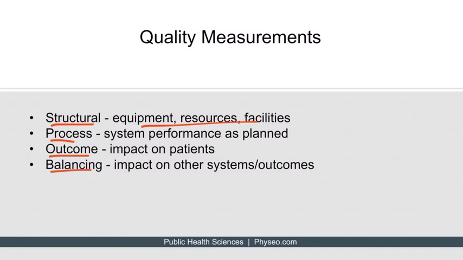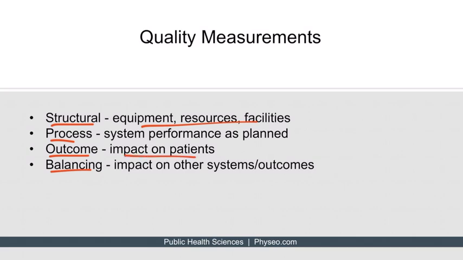Process is a little more complicated, but essentially is a measure that the process is working. In our example, measuring the number of patients to whom antibiotics are administered during surgery could be an example of a process measure. The next factor, outcome, is probably the most commonly used measure of success. And in this case, your outcome would be post-operative infectious rates, so the impact it has on patients.